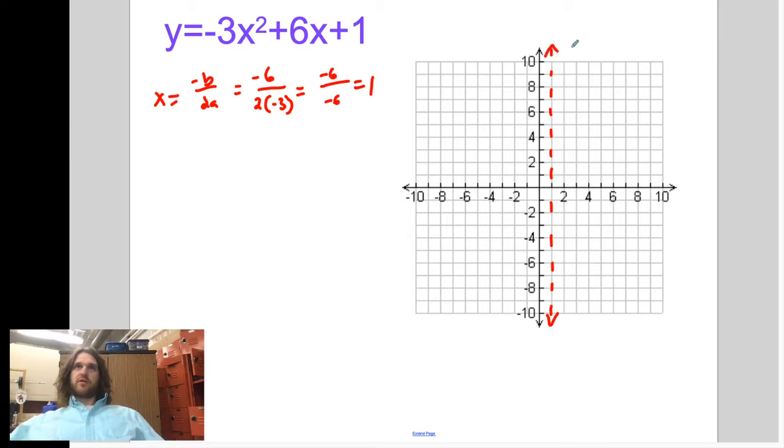There's our axis of symmetry, x equals 1. That's a lot of fun. Now we can find the vertex. The vertex of our parabola is y equals negative 3.